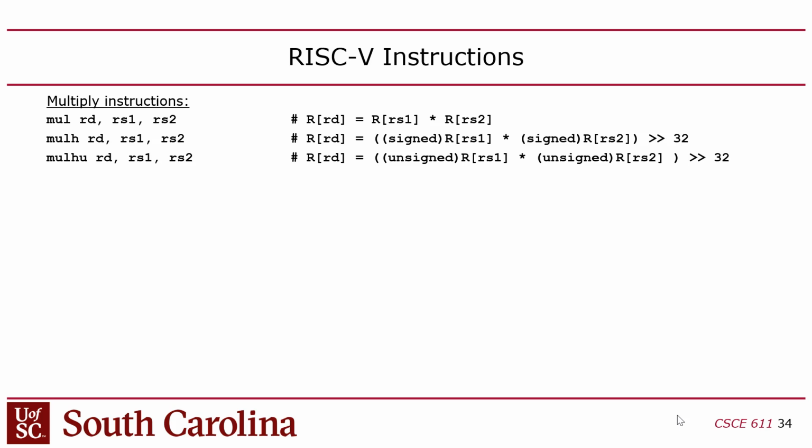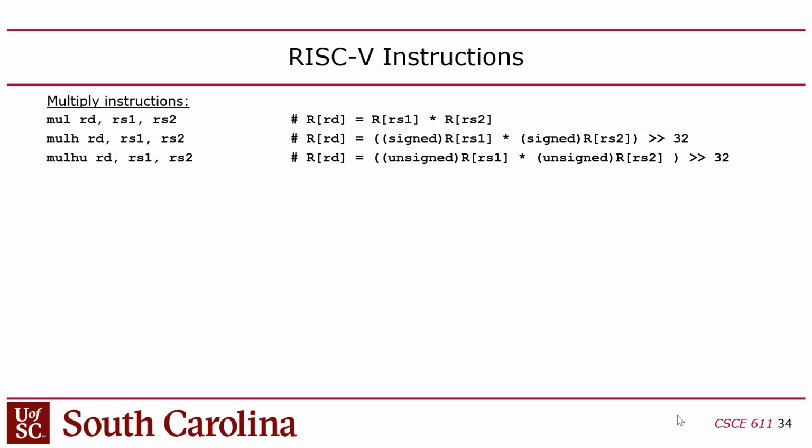RISC-V also requires 3 instructions to perform a 64-bit multiply, but the way they handle it is a little different. There's a mul instruction which will store the lower 32 bits of the product in the destination register, and then there's a mul high instruction which will put the upper 32 bits of the product in the destination register, right? So if you want to get all 64 bits, you got to do a mul followed by a mul high on the same input registers, right?